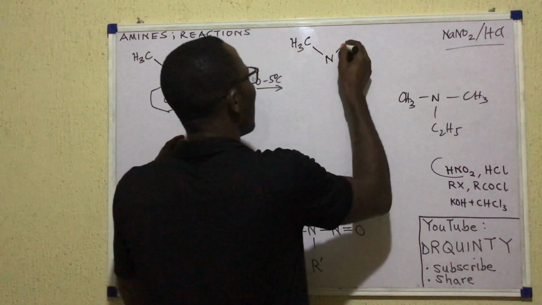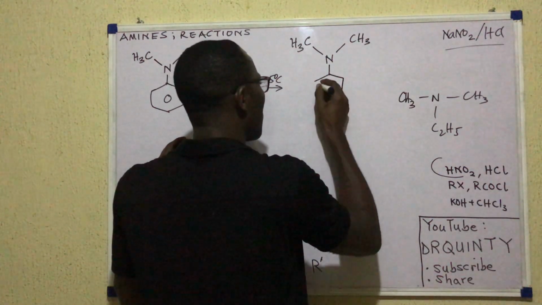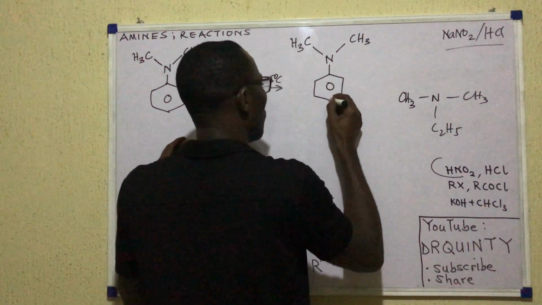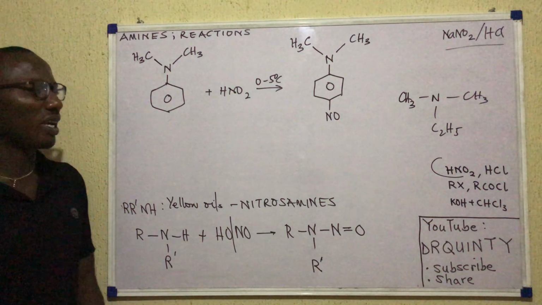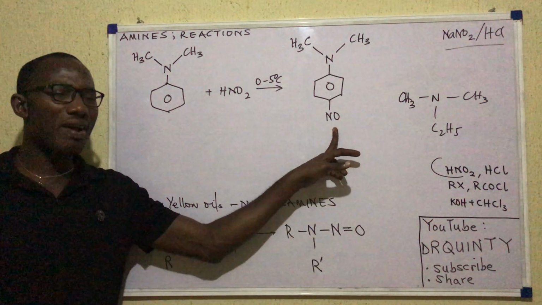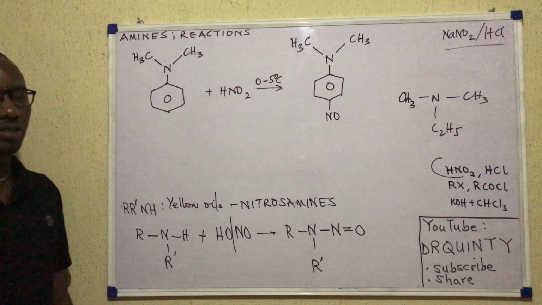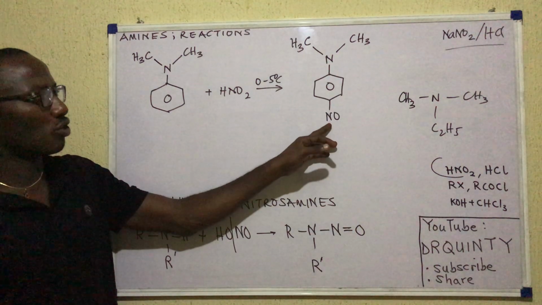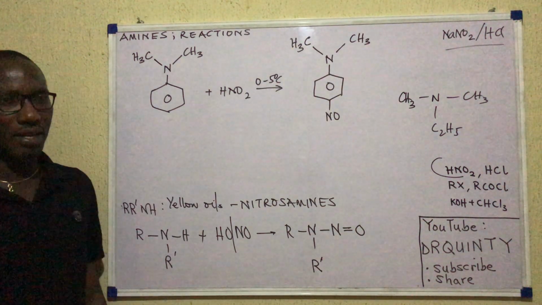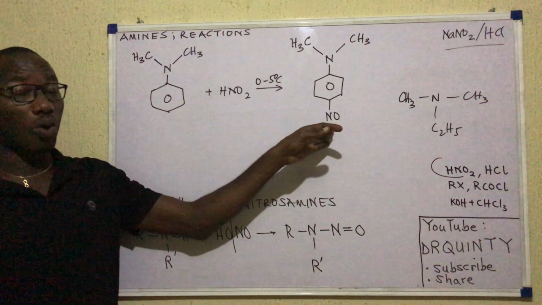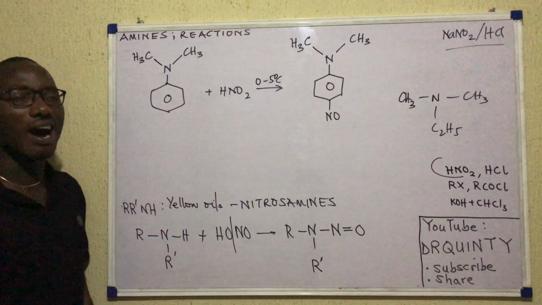I have H3C, N, then that's CH3. Then down here I have the ring, but on this ring now there will be NO. So this substance you are looking at is a para-nitrosylated or para-nitroso product. We say this is a para-nitroso N,N-dimethyl aniline. So para-nitrosylation is what we have occurring when we have a tertiary amine that is aromatic.